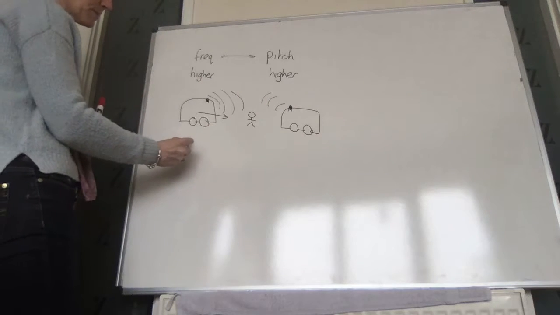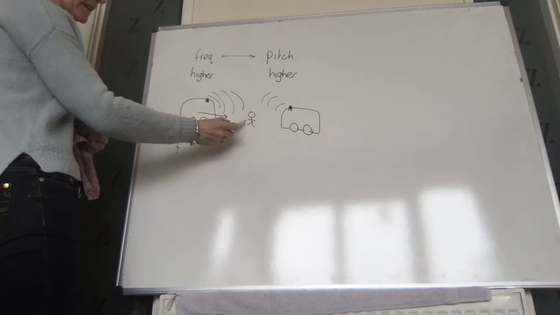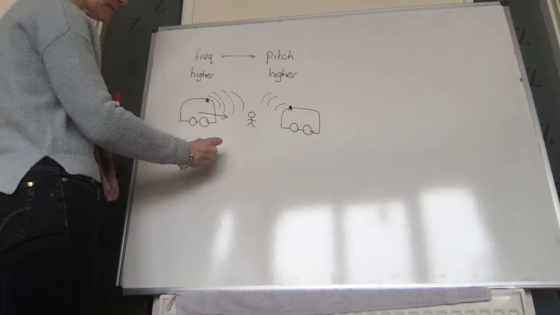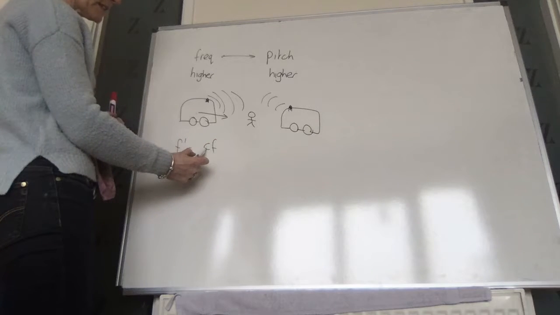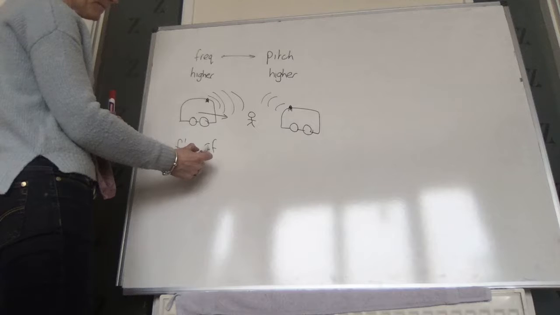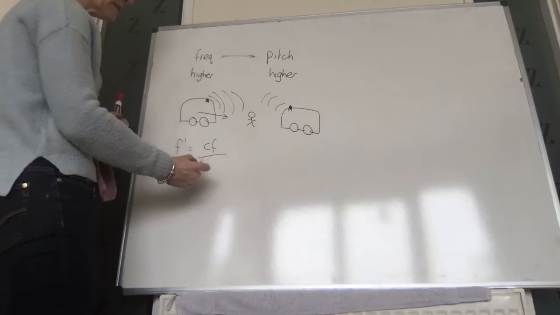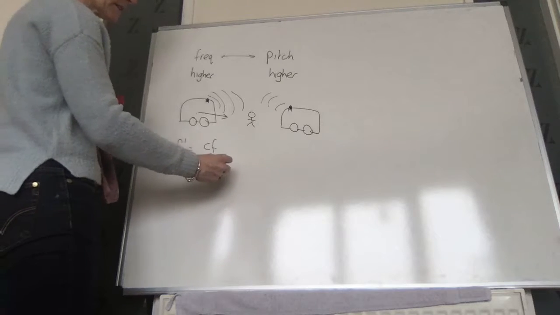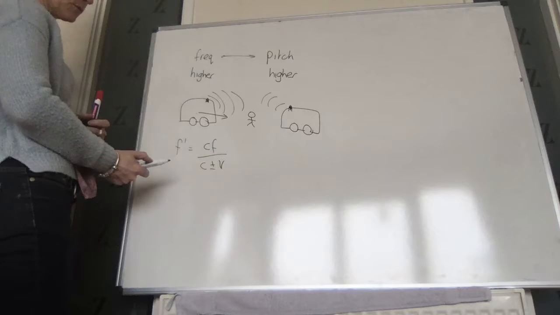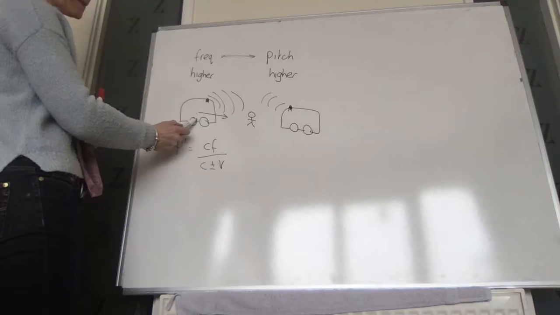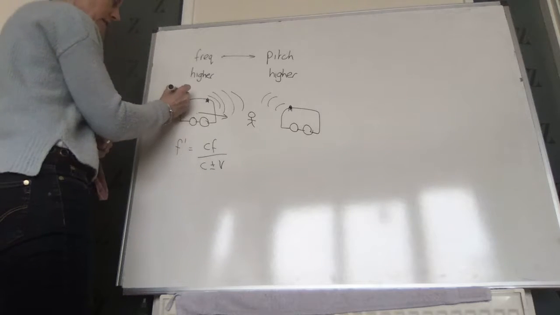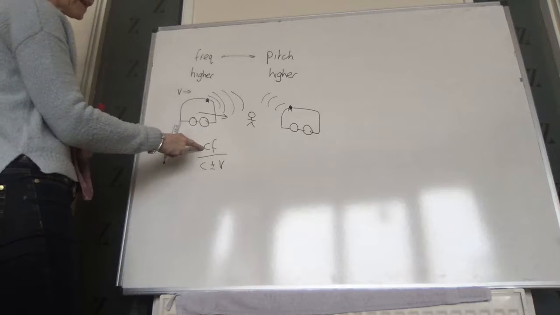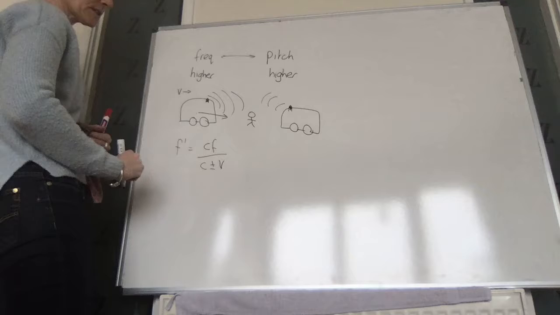And if you think about it from the maths point of view, then the apparent frequency that he hears as it moves towards him is C times F, the actual frequency, times the speed of the sound, divided by the speed of the sound plus or minus the speed of the source. V is the speed of the source. Actually, I don't think I said that when I explained the last equation. So C is the speed of the wave, V is the speed of the source.